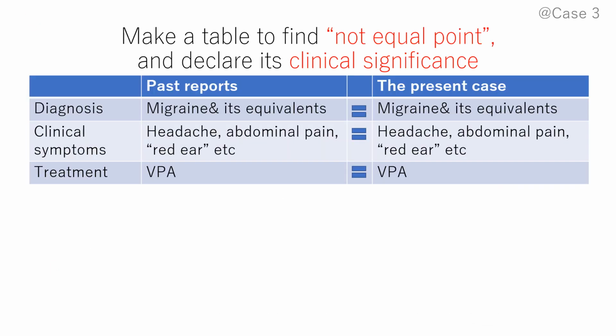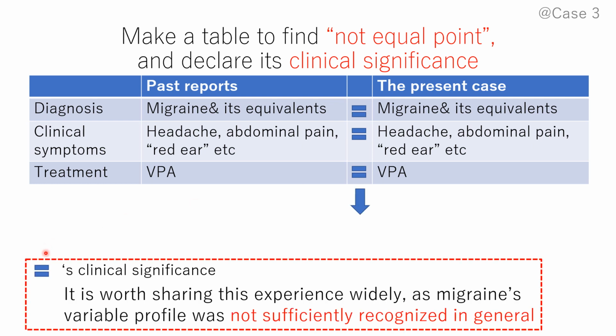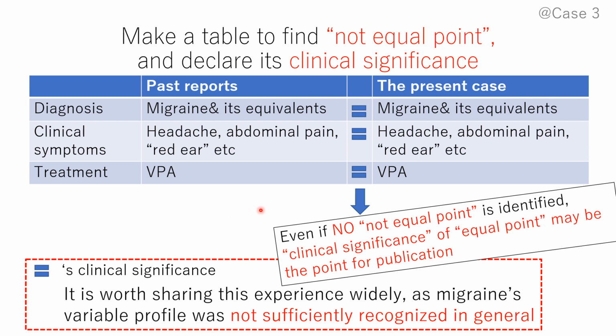So in this case, make a table to find the not-equal point and declare its clinical significance. As you can see here, the present case has no unique points. Diagnosis, clinical symptoms, treatment, everything has already been reported in past reports. However, this case can still be reported, because its clinical significance is that it's worth sharing this experience widely, as migraine's variable profile was not sufficiently recognized in general. So we can say that even if no not-equal point is identified, the clinical significance of the equal point may be the point for publication.